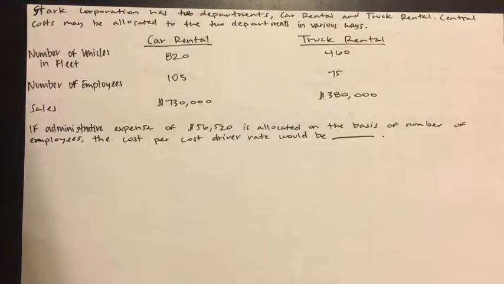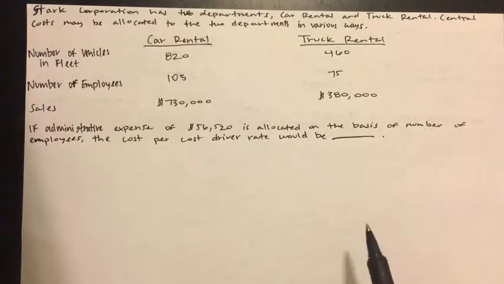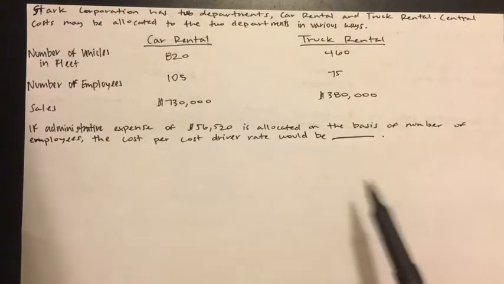Star Corporation has two departments, car rental and truck rental. Central costs may be allocated to the two departments in various ways. So the question is asking if administration expense of $56,520 is allocated on the basis of number of employees, the cost per cost driver rate would be what?